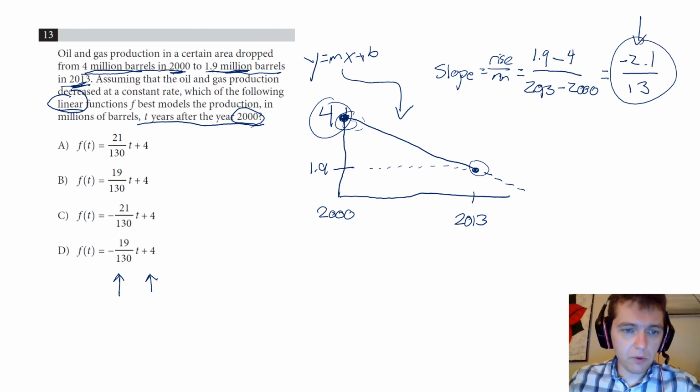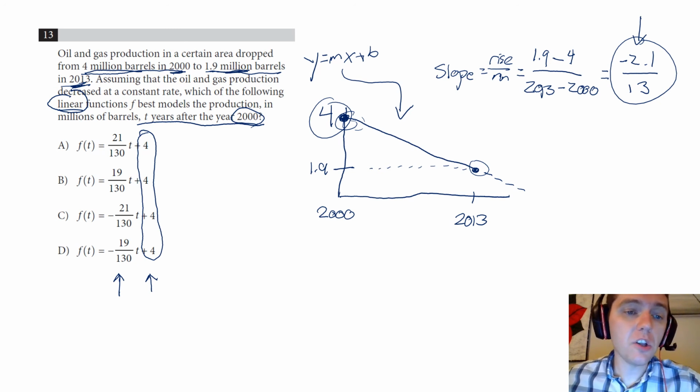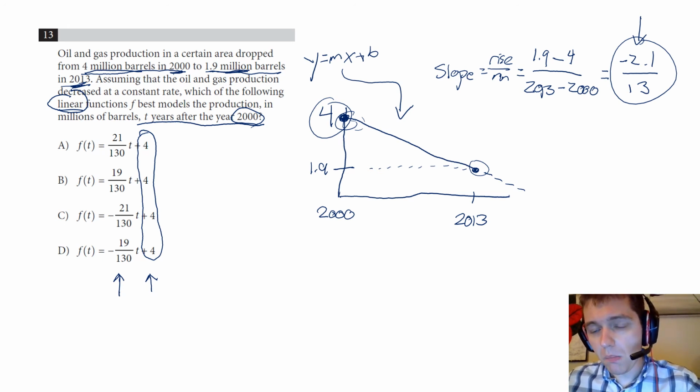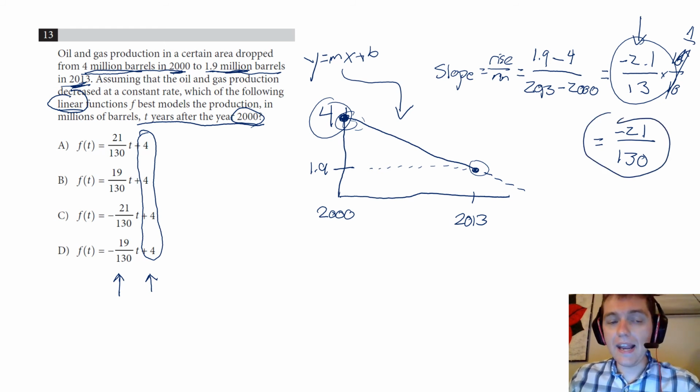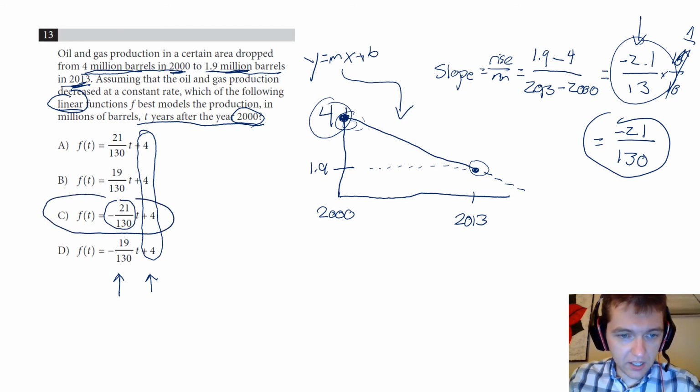So let's take a look at the answers they give you. All of them have an intercept of 4, so that doesn't help you. Now looking at the slope. None of them have decimals, right? Whereas our numerator has a decimal. So what you can do is take this slope and multiply both the numerator and the denominator by 10. So basically multiply this by 10 over 10. And that will make this negative 21 over 130. And that's valid because 10 over 10 becomes 1. So you can multiply both the numerator and the denominator by 10 to get negative 21 over 130 as your slope. And in that case, you can take a look. C has that slope of negative 21 over 130, which means that C is your correct answer.